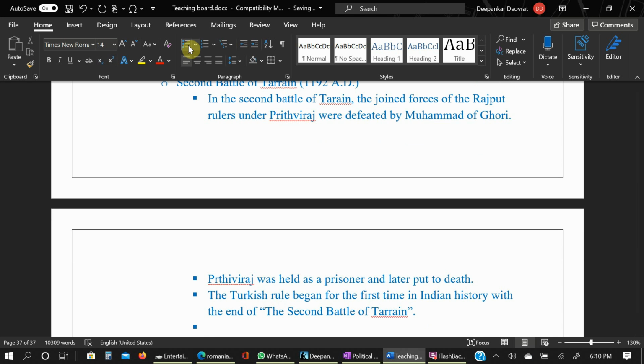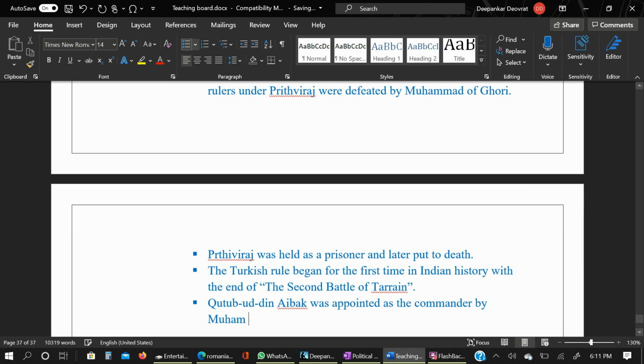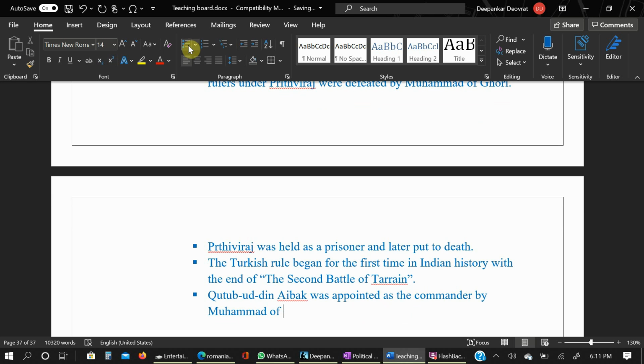Okay, then Qutbuddin Aibak, he was the one who made the Qutub Minar. So Qutbuddin Aibak was appointed as the commander by Muhammad of Ghori.